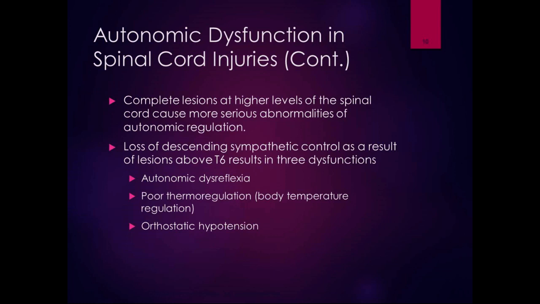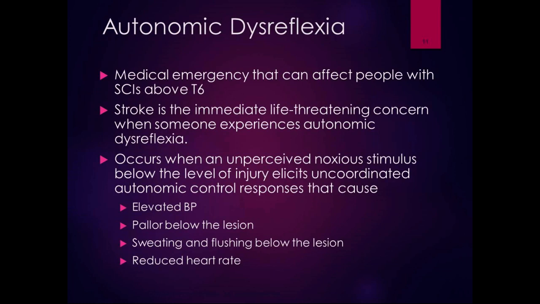So complete lesions at higher levels of the spinal cord cause more serious abnormalities of autonomic regulation. So in that chart on page 378, it talks about the levels of the lesion and what kind of autonomic dysfunction are associated with individual levels of lesion. So loss of descending sympathetic control as a result of lesions above T6 results in 3 major autonomic dysfunctions, and these I want you to know. Autonomic dysreflexia, poor thermoregulation, and orthostatic hypotension. So autonomic dysreflexia is a medical emergency that can affect people with spinal cord injuries above T6. T6, know that.